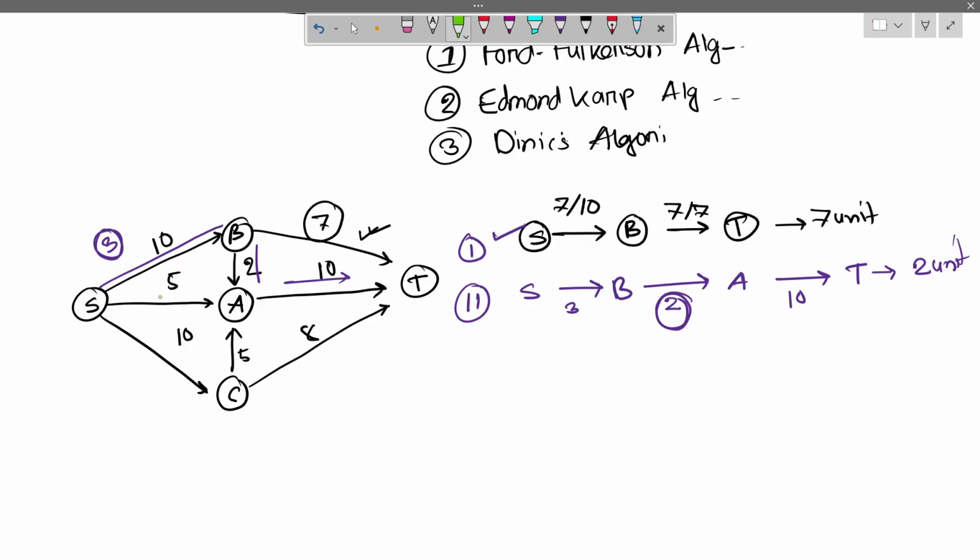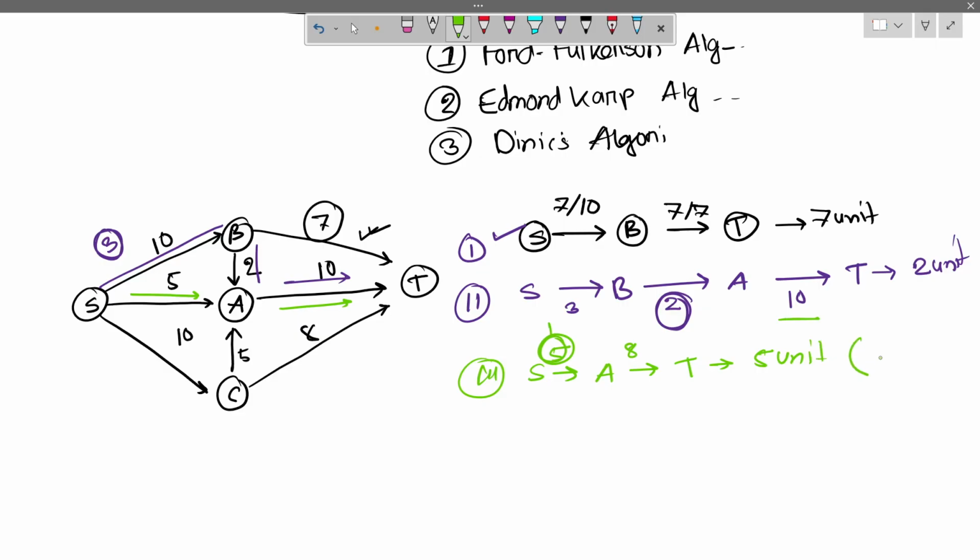If we consider the third, from S to A, A to T, so here we can see that from S to A we can flow a maximum of 5 units, and from A to T we can flow a maximum of 8 units, because we have already flowed 2 units from here. So in the third iteration we will go S to A to T, and this will be 5, and this is 8, and the bottleneck value is 5, so we can flow 5 units.